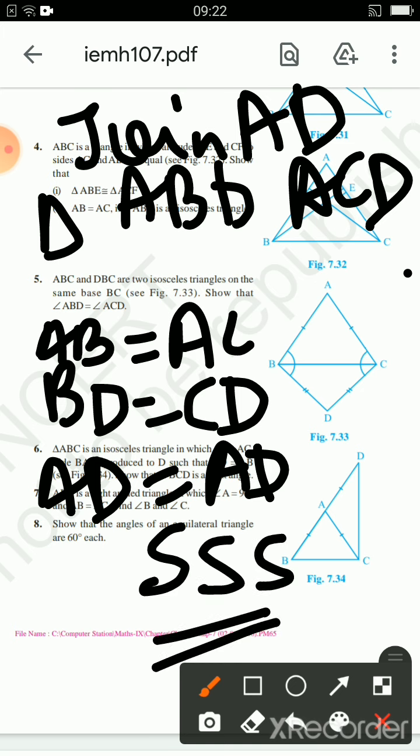You will read about this once you complete this exercise. You will get topic 7.5, that is some more criteria for congruence of triangles. In that topic you will study about this congruency, side side side congruency. So it will be congruent by SSS, and hence angle ABD is equal to angle ACD by CPCT.